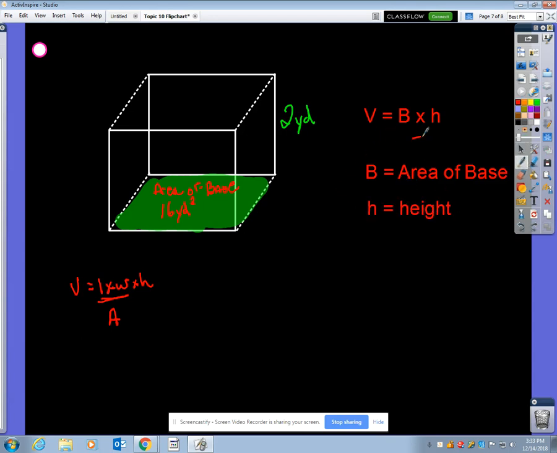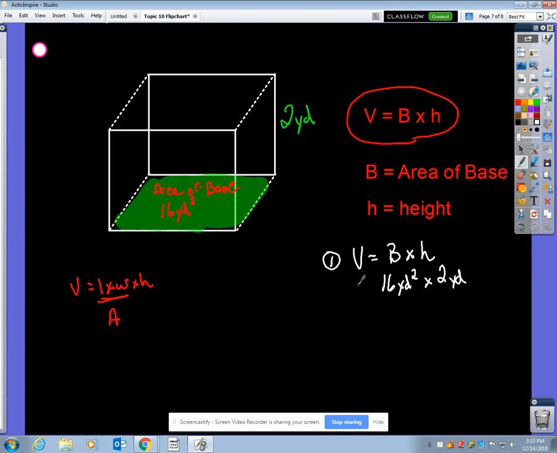So if I were to use this equation right here to answer this problem over here, I want to know what the volume of this rectangular prism is. I would literally, in step 1, copy the equation. Volume equals big B times little h, and I'm going to plug in my numbers. So I have 16 yards squared for big B, times little h, which is 2 yards, and then I need to go do the math. So this is step 2, plug in your numbers, and step 3 is solve. I need to figure out what volume equals.